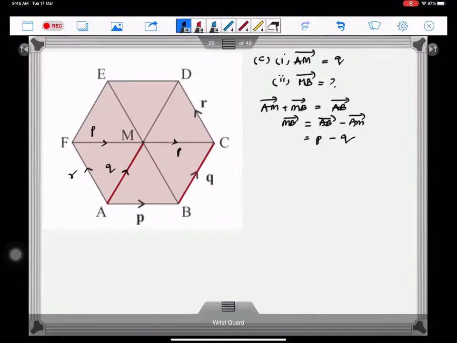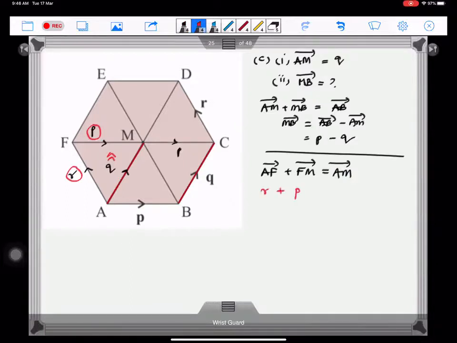And they're asking us, write P in terms of Q and R. Now, what's the relation between P, Q, and R? Pick any triangle and you can see the relation. For example, AF plus FM is AM. AF plus FM is equal to AM. AF is R, FM is P, AM is Q. Therefore, the relationship between P, Q, and R is this.